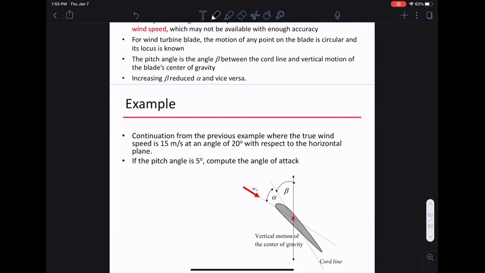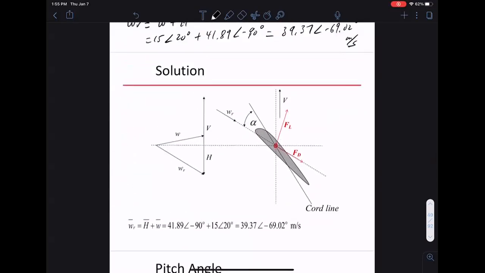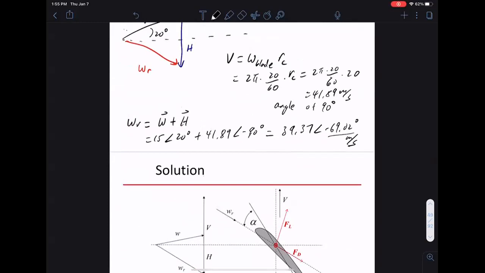Again, we're going to continue with the previous example. I have a 50 meter per second wind at angle 20. This is the true wind speed. If the pitch angle is 5 degrees, we want to know what the angle of attack is. From the last example, we computed this angle, 69.02 degrees. So what is this angle?